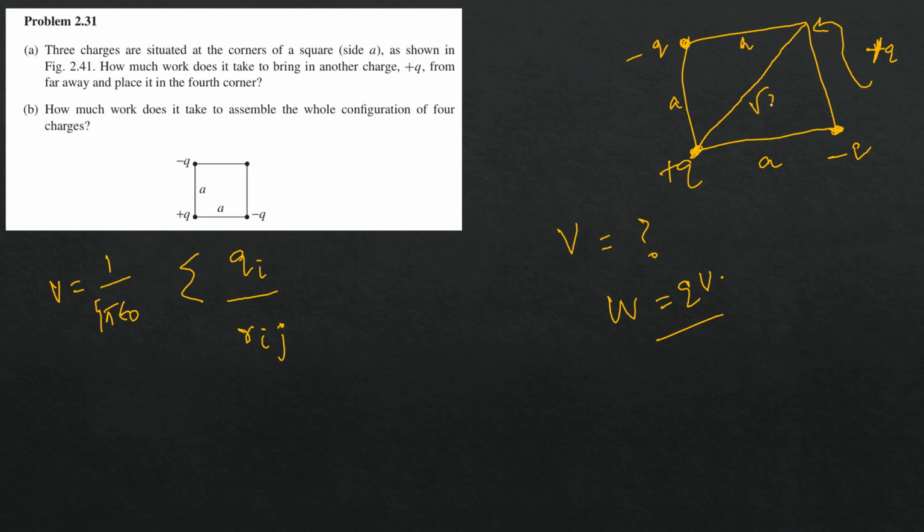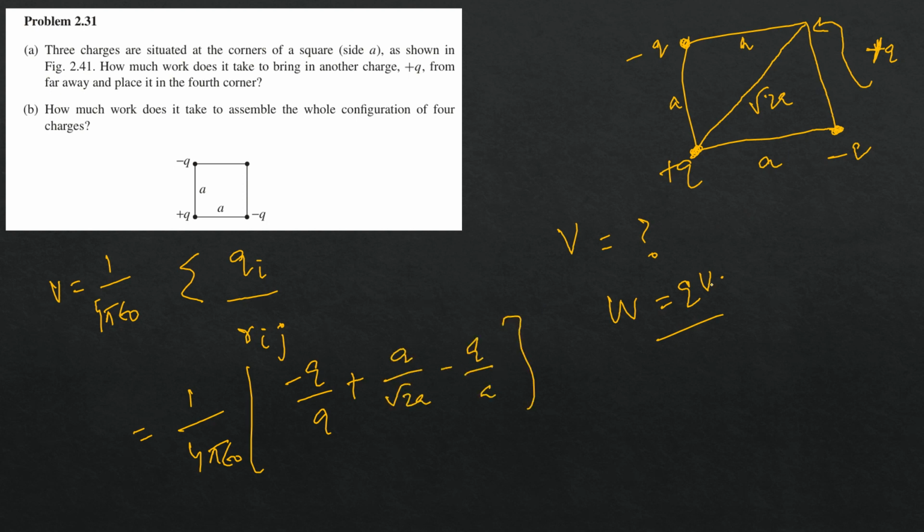So we are bringing the charge here at this corner. That means we have to calculate the distances up to this point, those are the r_ij's. So 1 by 4 pi epsilon naught, first of all is minus q by a plus q by root 2a minus q by a. Isn't that right? Because this one is also minus q by distance a, plus q by root 2a, minus q by a.